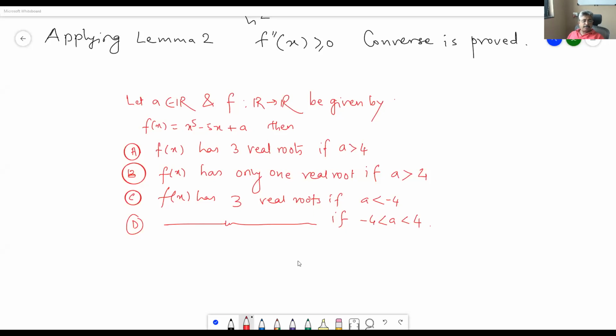Okay, we will solve this problem in the next lecture. You try your own. The correct answer for this is B and D. But how to go about it, we will discuss in the next lecture.